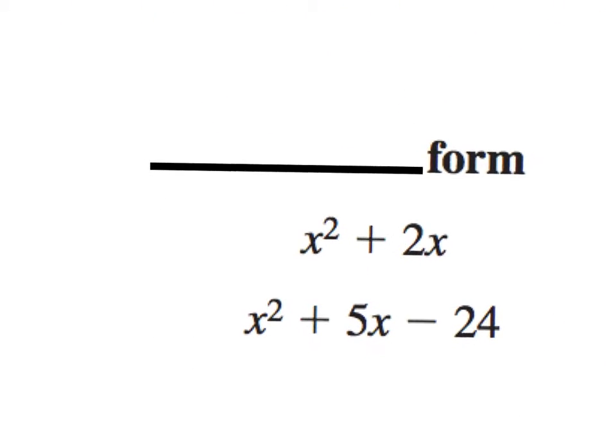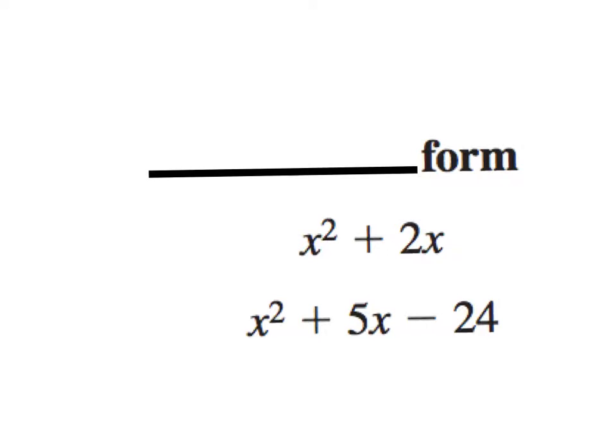Does anybody remember, so we have x squared plus 2x, and we have x squared plus 5x minus 24. What form is this in? So it has the biggest exponent first and then in descending order. Standard. Good, standard form. Okay, standard form.